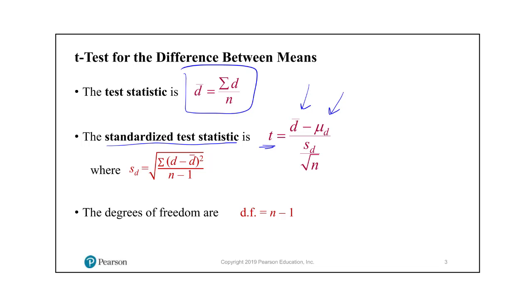Because we don't know any population information about variances, we're using this sample standard error calculation, and that's given over here. So SD is equal to the square root of the sum of the squared differences over n minus 1, where n is the number of pairs. That's also very similar to what we did previously, and the degrees of freedom is the number of pairs we have minus 1.